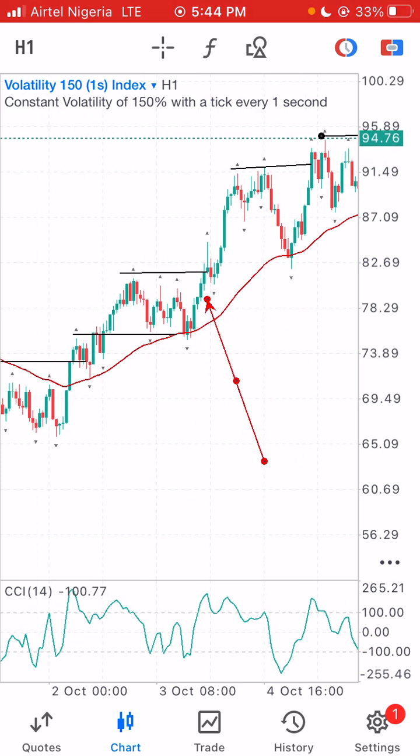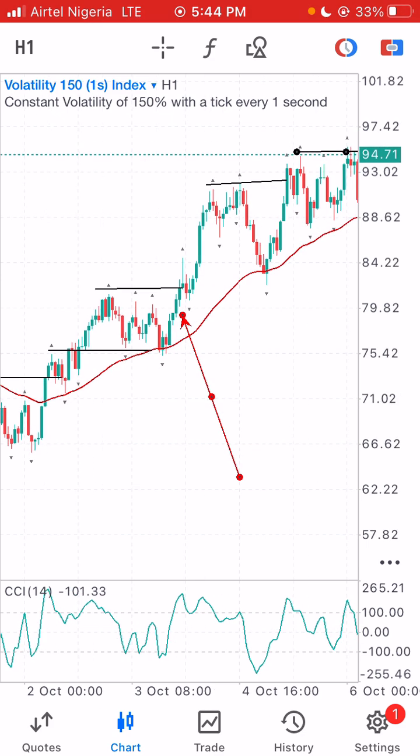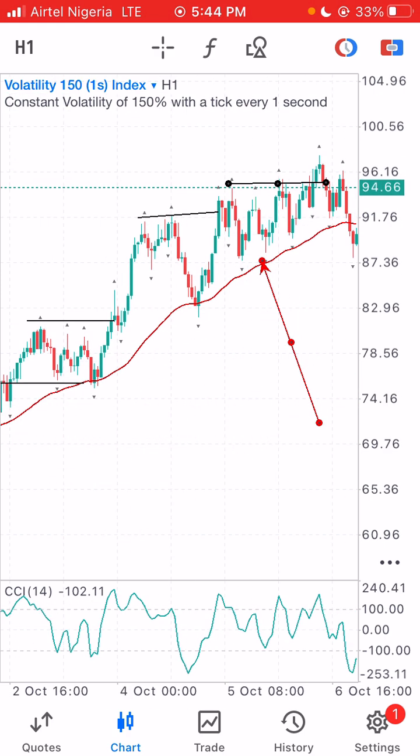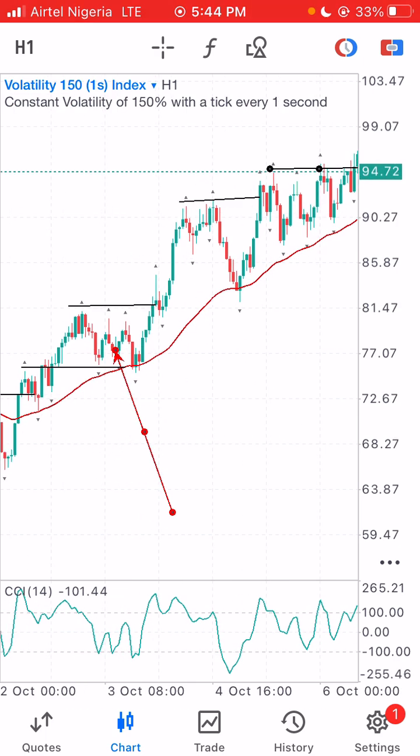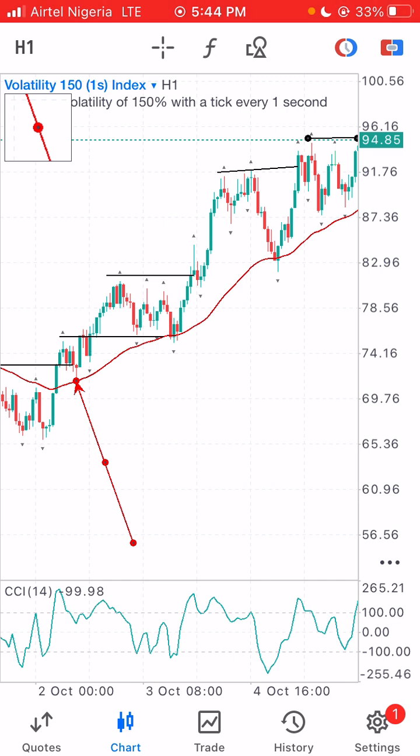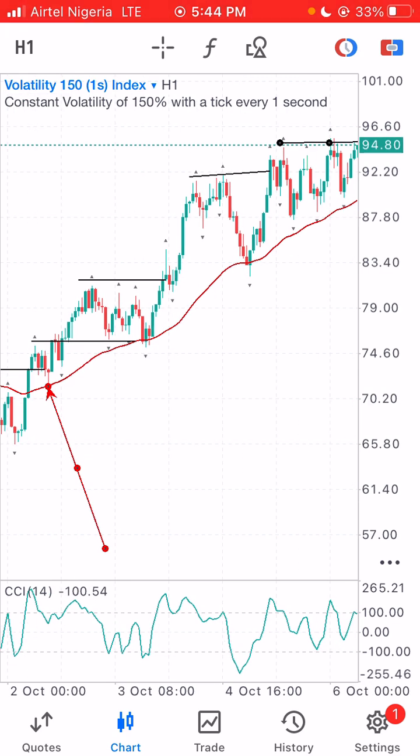So the basic thing I want you to understand from what I try to teach you today, for example, you can notice that this line you're seeing here is called a moving average. This is a 50 moving average, a 50 period moving average. We're going to talk about that as time goes on.